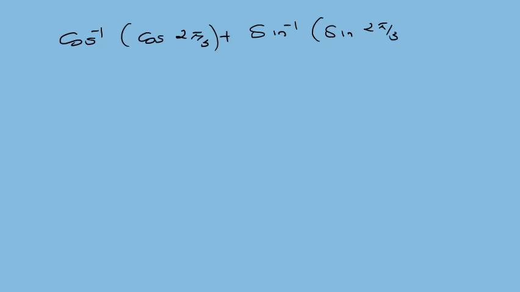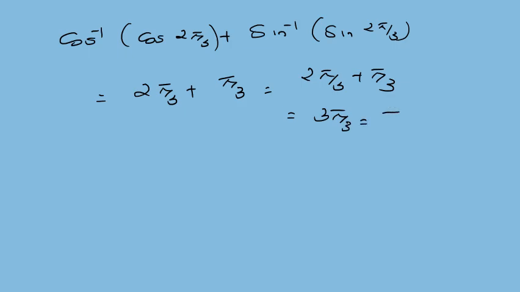Now another. Simplify cos inverse cos 2 pi by 3 plus sine inverse sine 2 pi by 3. So cos inverse cos 2 pi by 3, we know, is 2 pi by 3. Sine inverse sine 2 pi by 3 is what? We already proved it is pi by 3. So 2 pi by 3 plus pi by 3, that is 3 pi by 3. 3 pi by 3 is what? Pi.